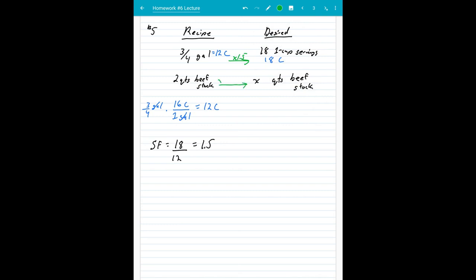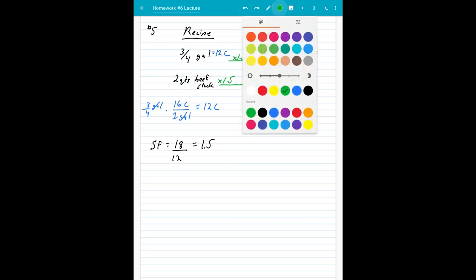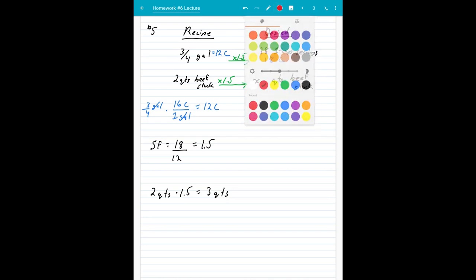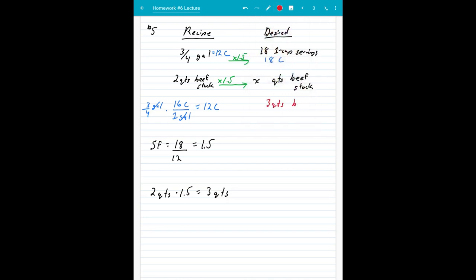So to find this one, we have to multiply it by 1.5. And before we multiply the two, make sure the units of measurement are the same. In this instance, they are. They're both quarts. If they weren't the same, you'd have to convert one of them before multiplying. Since they're both the same, we can take the 2 quarts and multiply it by 1.5. And that gives us a total of 3 quarts. So this answer right here would be 3 quarts of beef stock. And there you have it.